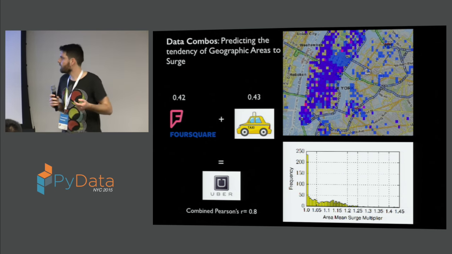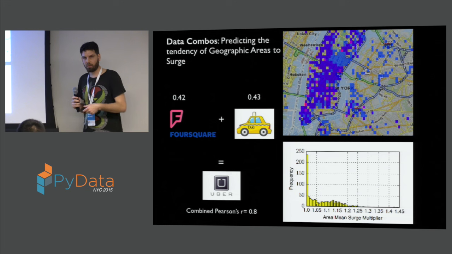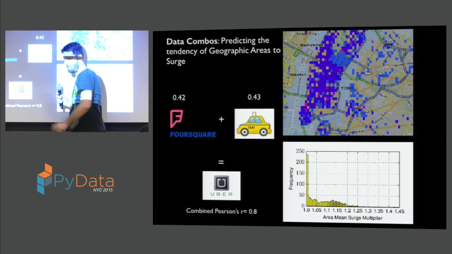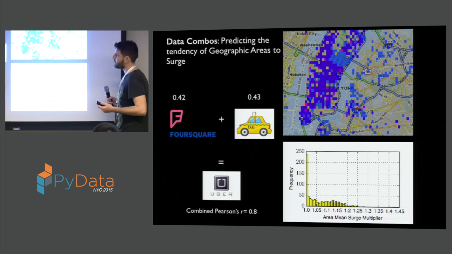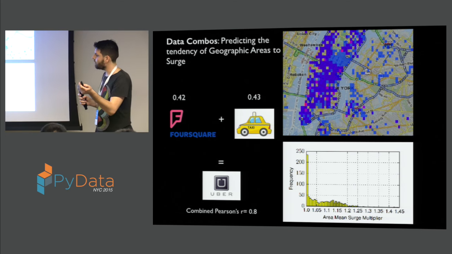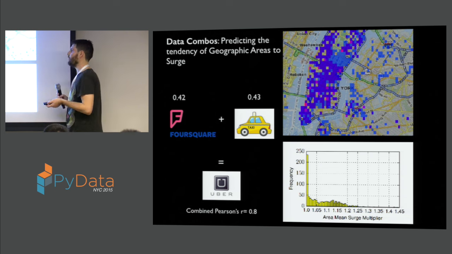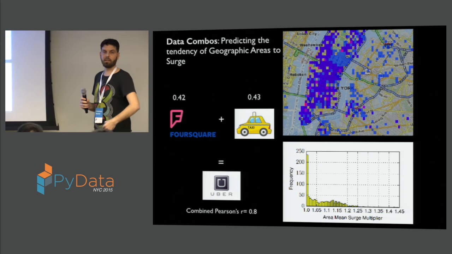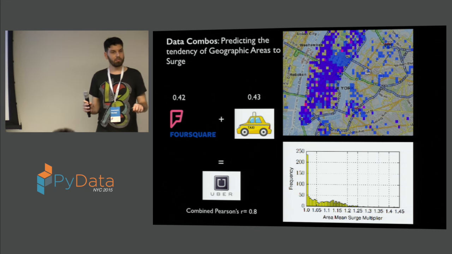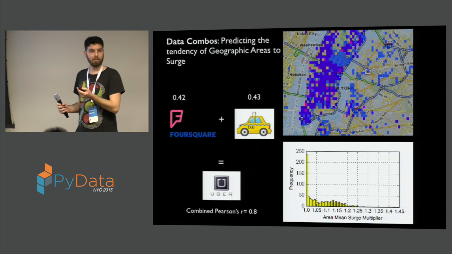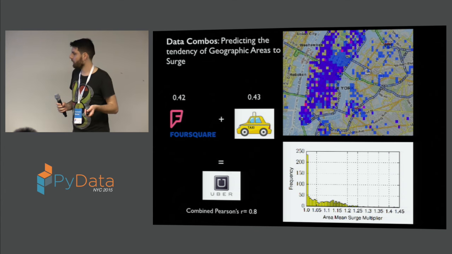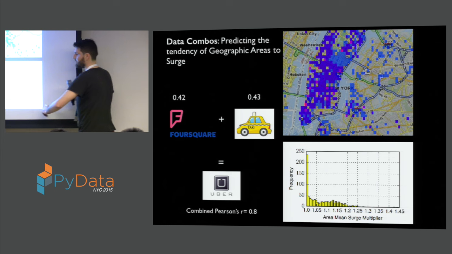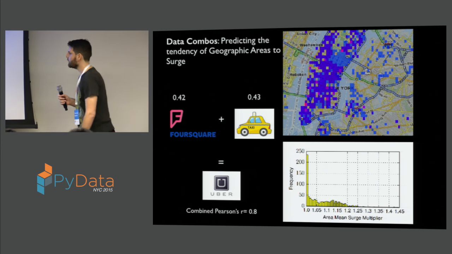And in fact, the interesting thing, and I will point to a paper related to that, is that if you try to predict Uber demand using Foursquare data, you get a Pearson correlation of 0.4. If you use yellow taxi data, you get 0.4, but if you combine them in a supervised learning model, then you get the best of both worlds, and you do very well, with a Pearson correlation of 0.8.